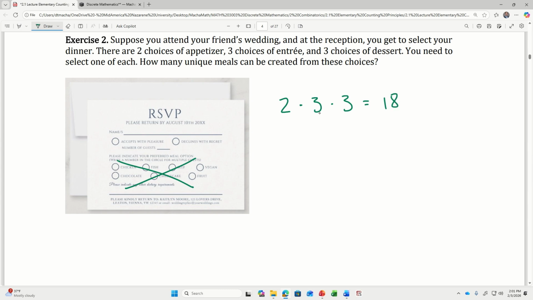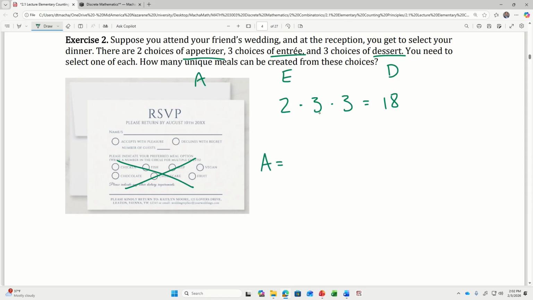And the reason we're doing multiplication here is because these are separate sets. I have a separate set for appetizer choices, entree choices, and dessert choices. And what I'm actually doing here is creating a Cartesian product.